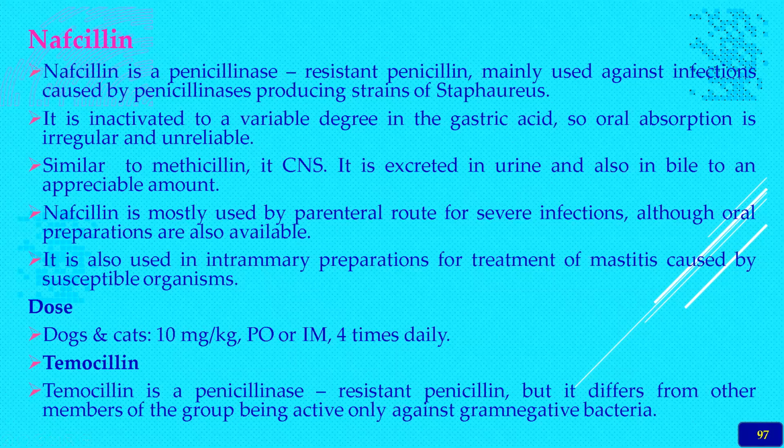So the dose is 10 milligram per kg orally or IM, four times daily. This is nafcillin. The advantage of this drug is activity against penicillinase producing Staph aureus.